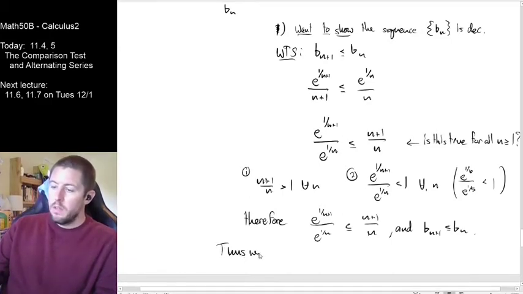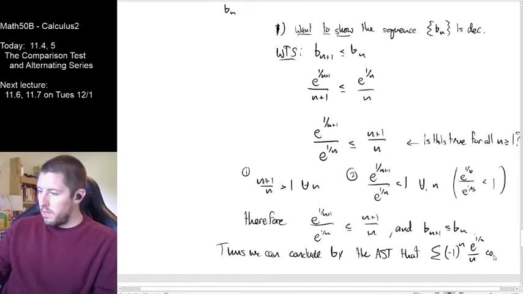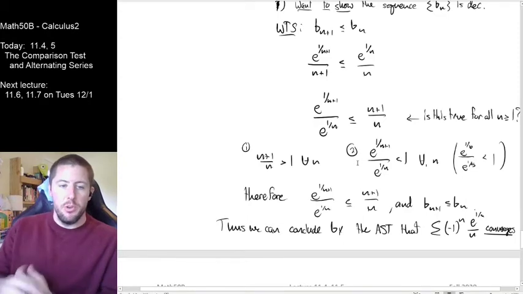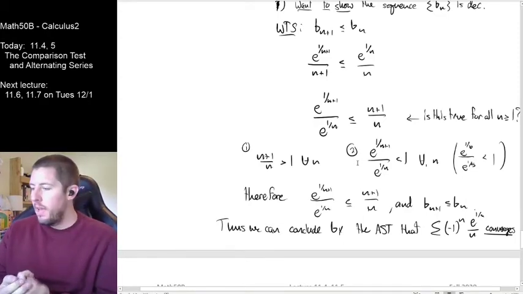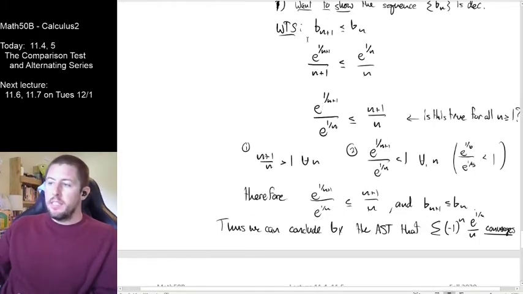Thus, we can conclude by the alternating series test that the sum of (-1)^n times e to the 1/n is going to converge. I did show that the limit of the individual terms was equal to 0. I did show that the magnitude of the terms was decreasing over time. And so we're guaranteed by the alternating series test that this is going to converge. These types of algebraic arguments right here are super duper important.